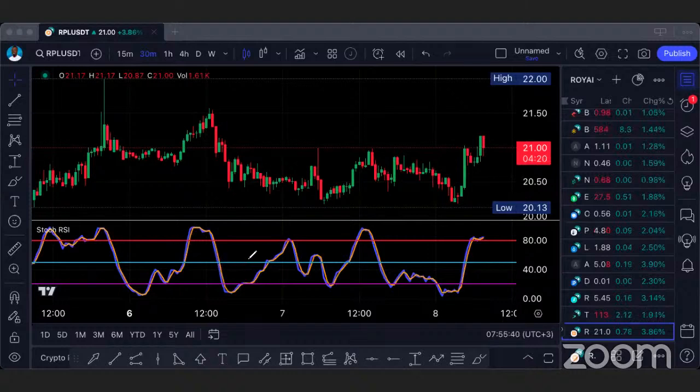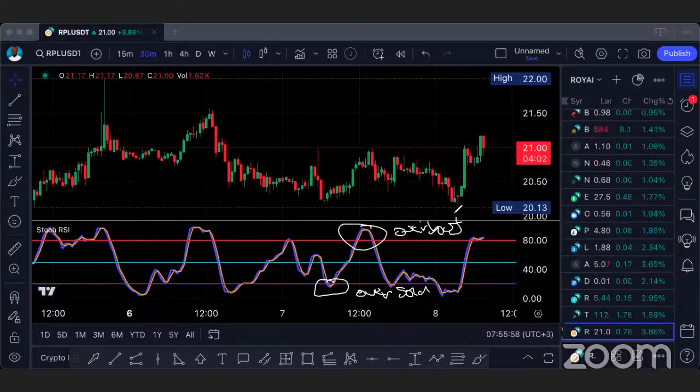All right, so we continue, guys. Sorry for that. So this is the area of oversold, and this is the area of overbought.